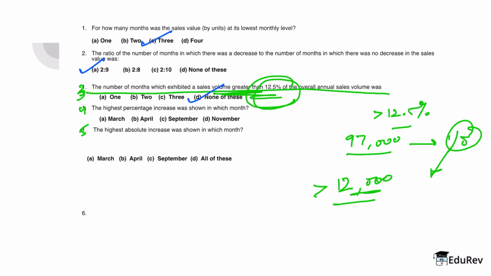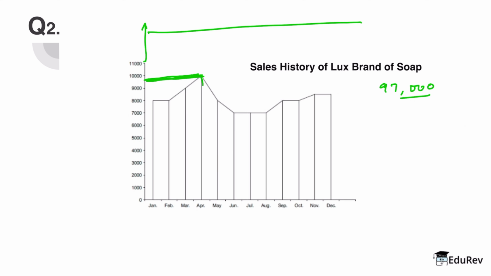Question number 4 says the highest percentage increase was shown in which month? Now you can see here it is constant. Here is the increase, then we have a decrease, then constant, then here is the increase again. All the points which I'm marking with blue show an increment. So I need to find the highest percentage increase.